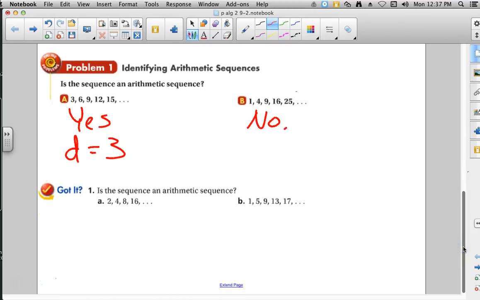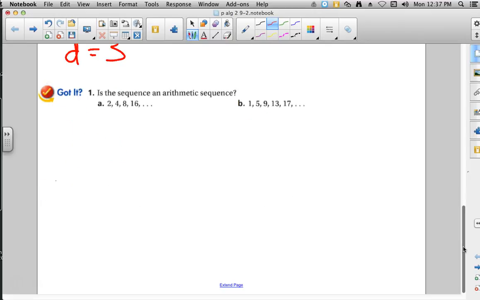Got it. Number 1A says, is the sequence an arithmetic sequence? And we have 2, 4, 8, and 16. Is that arithmetic? Nope. They add 2, then they add 4, then they add 8. Is that a pattern? Yes. Is it arithmetic? No. Thank you, Brent. So take a look at B. 1, 5, 9, 13, 17. Is that arithmetic? Yes? What are they adding each time? 4.